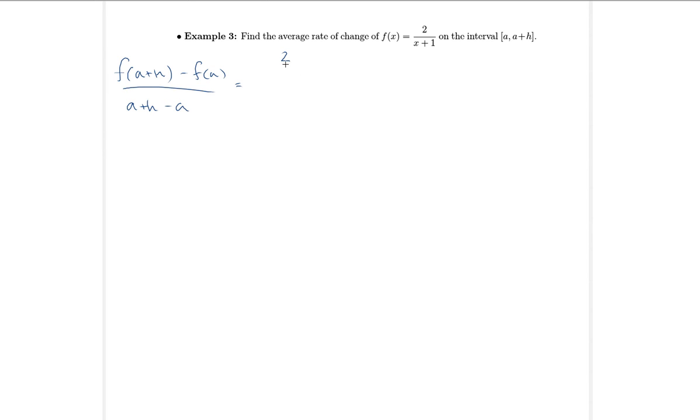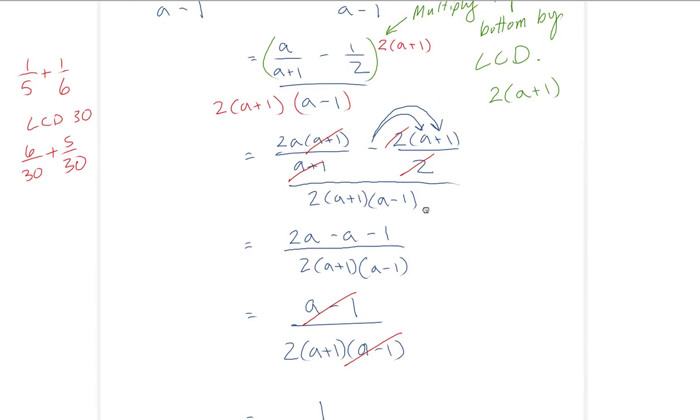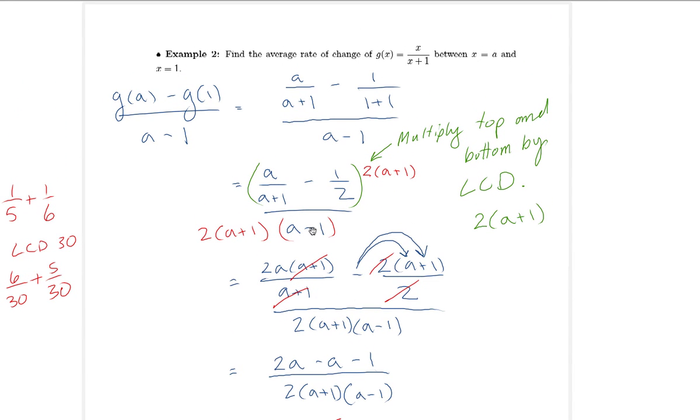So that's going to be 2 over a plus h plus 1 minus 2 over a plus 1, all divided by, well, the a and minus a canceled to just give me h. All right. So in the last problem, when we were at this point here, we go back. Remember, we were at the point of saying, okay, when I got two fractions subtracting with each other, what's my LCD? And I found it and I multiplied on top and bottom by it.